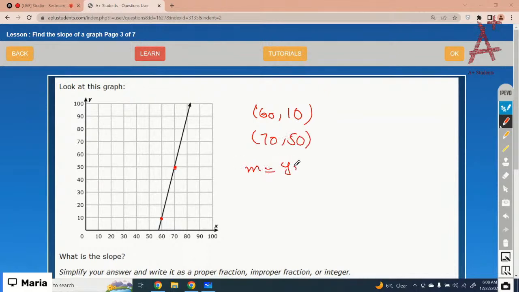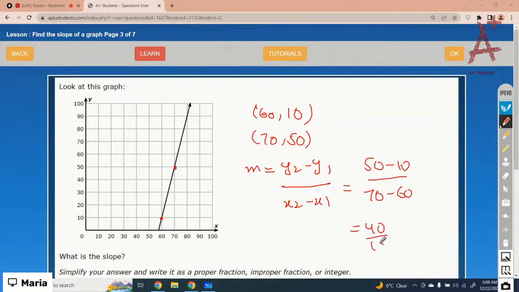M equals y2 minus y1 over x2 minus x1. 50 minus 10, 70 minus 60. 50 minus 10 is 40 over 10. It is 4. So the slope for the graph is 4. Got it?